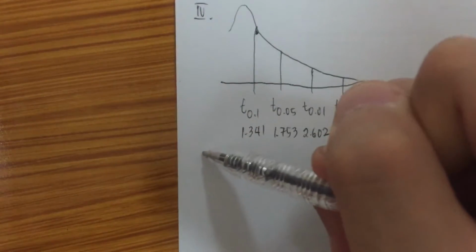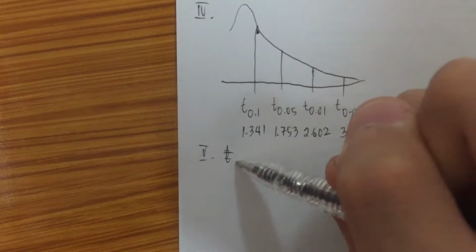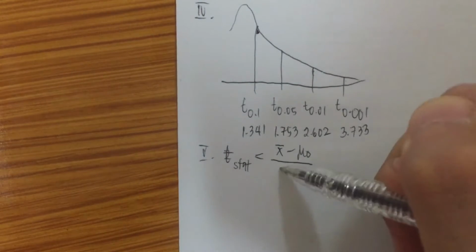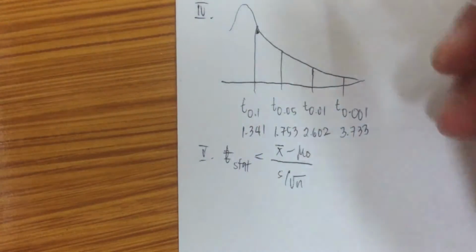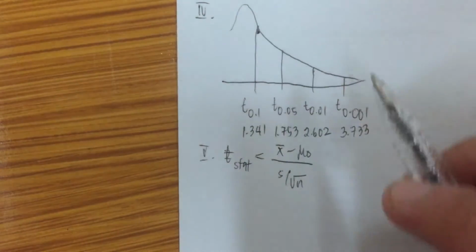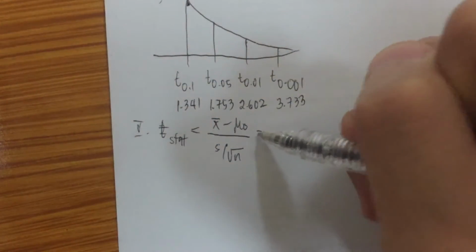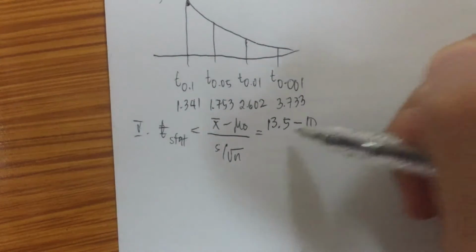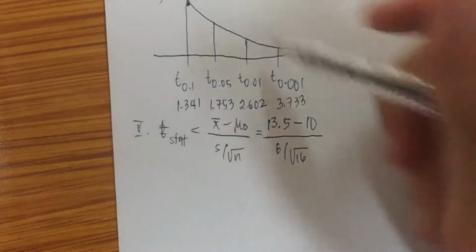Now, computing for the test statistic, again, the formula is slightly different. Instead of z, this is now t sub stat, and the formula is x bar minus mu naught over s divided by the square root of n. Again, we don't have the finite population correction factor because here the population is assumed to be infinite. The sample mean given in the problem was 13.5. Mu naught is the one in the hypothesis, that's 10. The sample standard deviation is 6, and the sample size is 16.